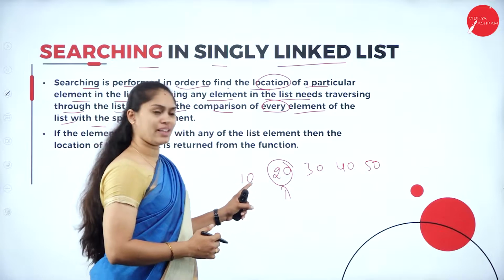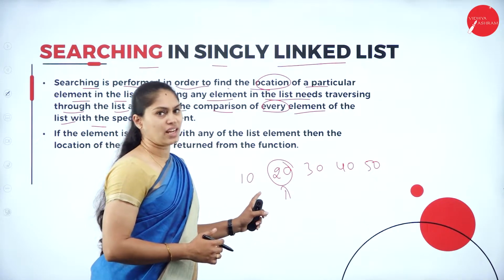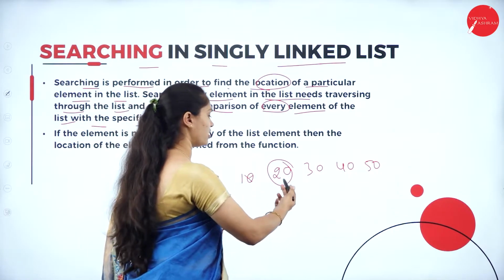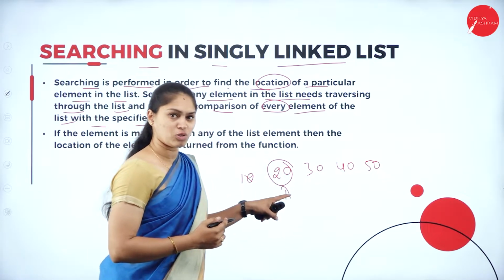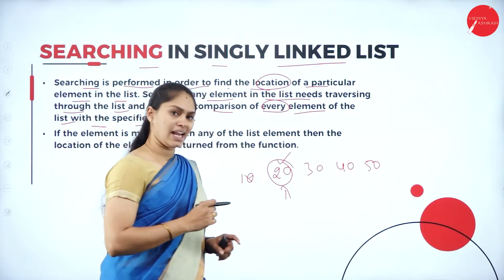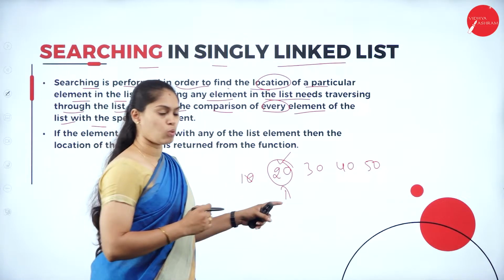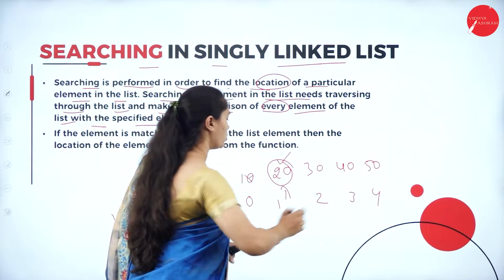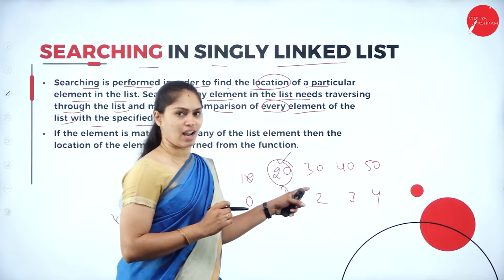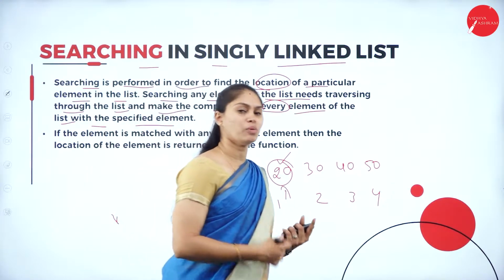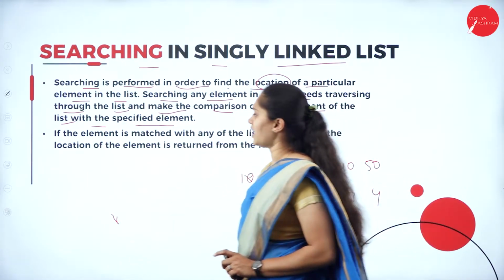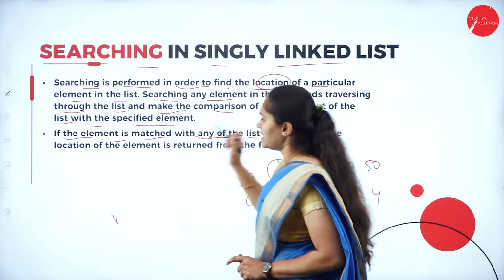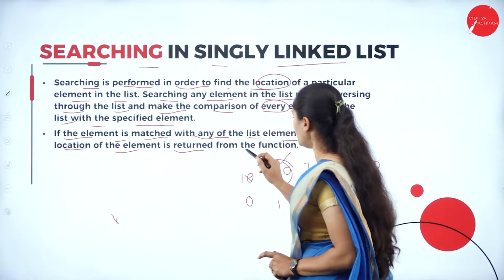Then I will compare 20 with 10. Is 20 equal to 10? No, right? Then this is not the element that I'm searching for. Next, I will move to the next element. Is 20 equal to 20? Yes, I found the element, which is at location 1, because it starts with index 0, so you can say the element is located at position 1. This is how we search for an element. And if the key matches any of the list elements, then the location of the element is returned from the function.